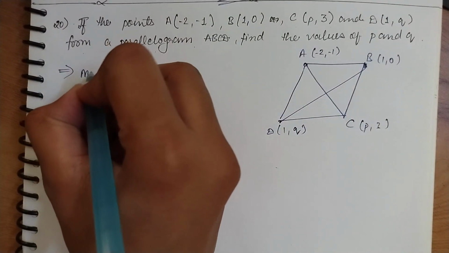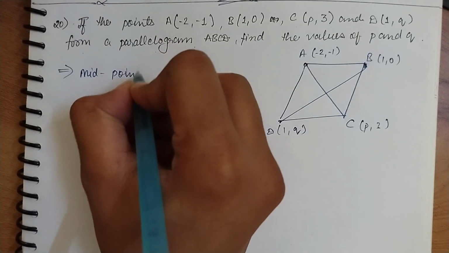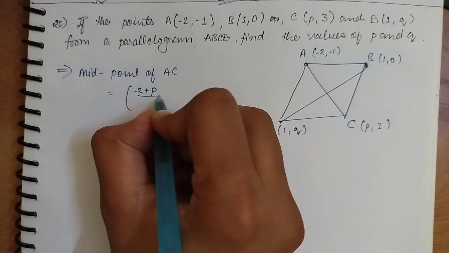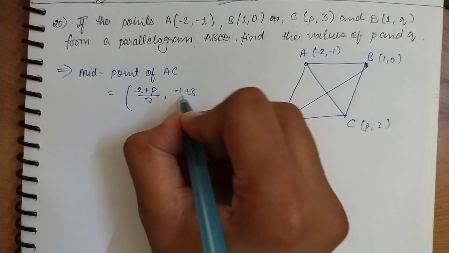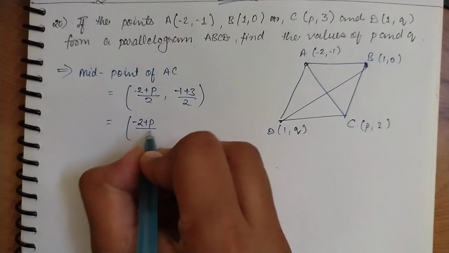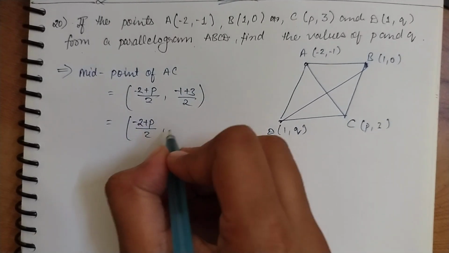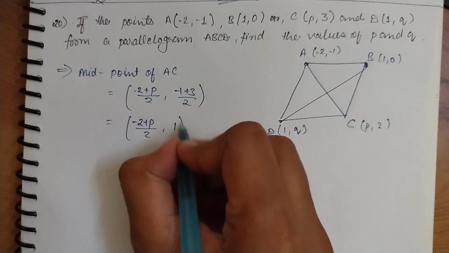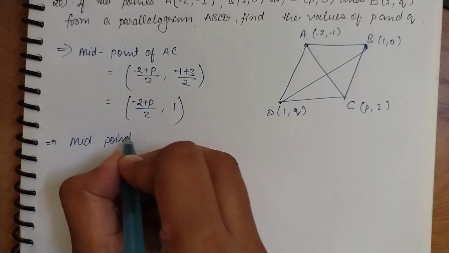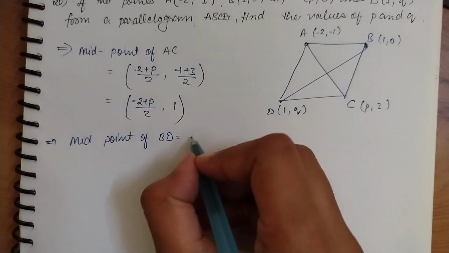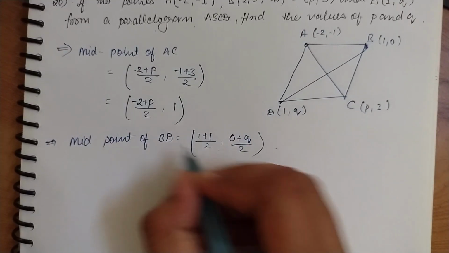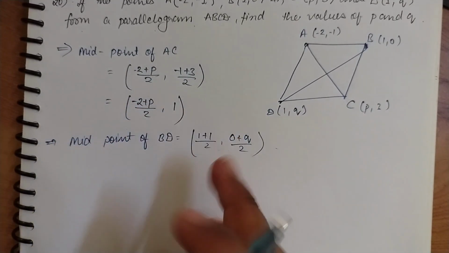So firstly we are going to find the midpoint of AC, which will be (minus 2 plus P) upon 2 and (minus 1 plus 3) upon 2. It will become (minus 2 plus P) upon 2, and it is 2 by 2, which is 1. Now if we write the midpoint of BD, that will become (1 plus 1) upon 2 and (0 plus Q) upon 2. Now comparing these two midpoints, we will get the values of P and Q.